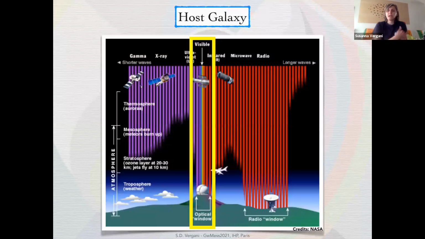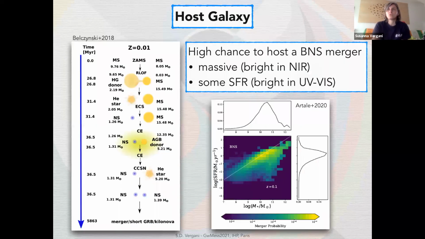So to conclude about detection, I will run quickly through the host galaxy, because the host galaxy can really help also in detecting the transients. So I will be brief because my time is almost over, even if we started a bit later, so I don't know if you can take this into account. Eric, you tell me. Can I use another 5-10 minutes or not? Yeah, sure, no problem.